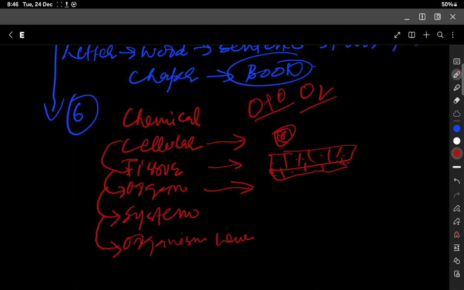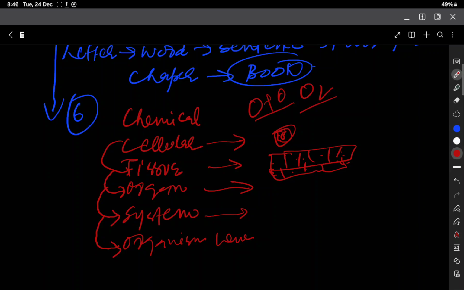Okay, then heart, lungs are there, liver is there, brain is there. These are different organs. Then all these organs will combine together and they will form different systems. For example, in the digestive system, there is mouth, esophagus, small intestine, large intestine, and stomach. So these combine to form a system.